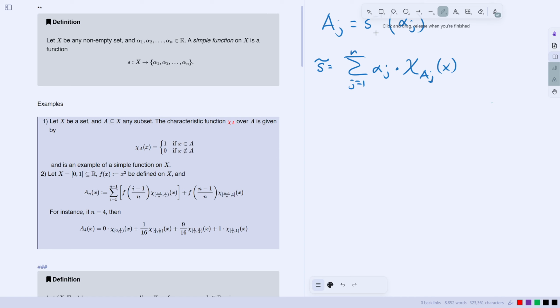So this is exactly what we did here. You just take your partition to be the preimage of your simple function under one of the alphas, the points that it maps to. Okay, and then you just write the linear combination. You have the characteristic function and then you have its respective weight. Okay, very simple. So you can define simple functions that way.